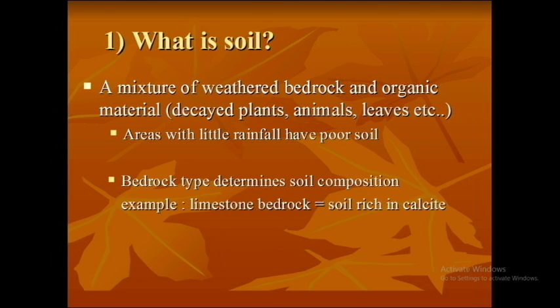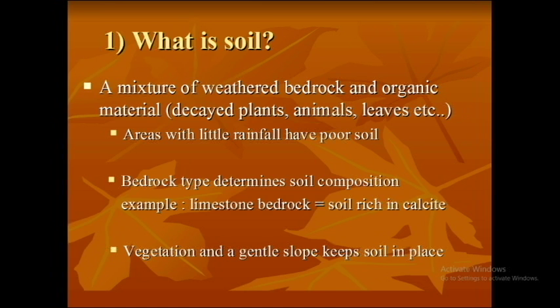Now, when you start talking about bedrock, really we talk about the bedrock type. So, like, let's say you have bedrock that's made out of limestone, you're probably going to have soil that is rich in broken up bits of limestone, which is basically calcite.